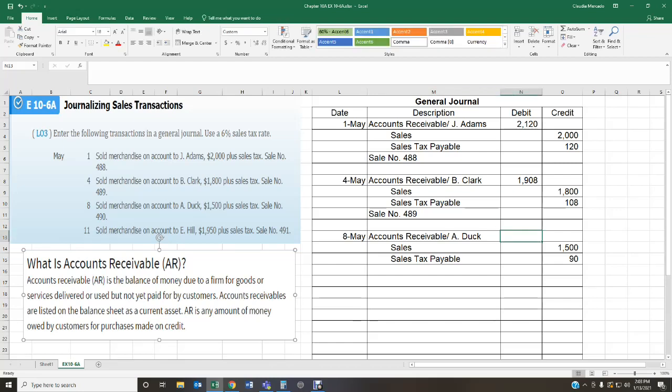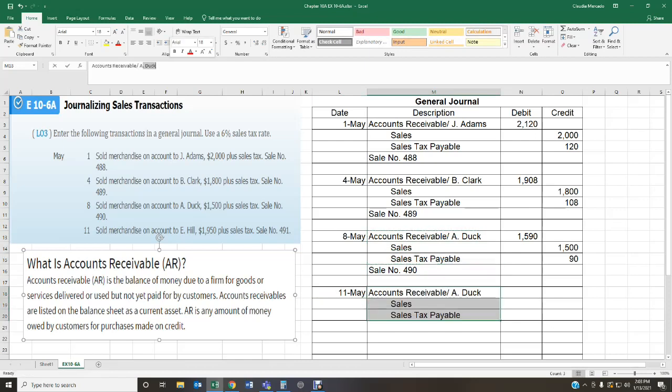So how much does Duck owe us? Well, Duck owes me $1,500 of merchandise and $90 of taxes. So Duck owes me $1,590. And this is cell number 490. And then last but not least, we have the May 11th transaction, and we have those three accounts. I'm just going to update the name, and the name for the fourth transaction is E. Hill. So we sold merchandise on account to E. Hill for $1,950 plus tax, cell number 491.